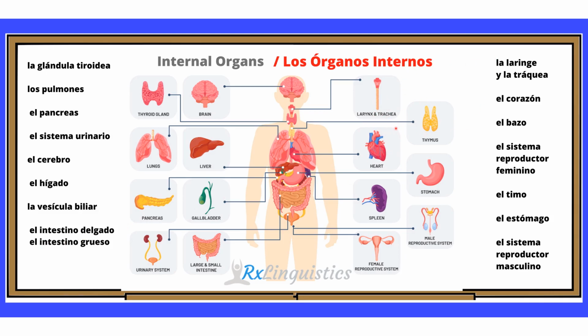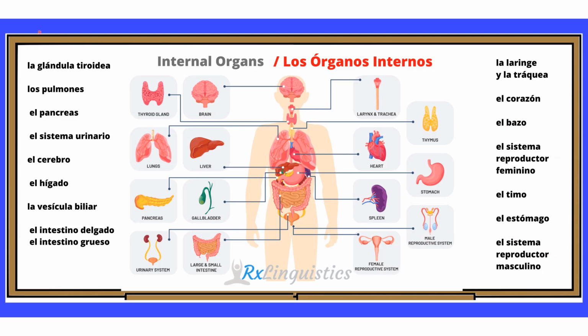We have larynx and trachea here. La laringe y la tráquea. The heart is el corazón. Spleen, el bazo. And this is the female reproductive system, el sistema reproductor femenino. Thymus, el timo. Stomach, el estómago. And this is the male reproductive system, el sistema reproductor masculino.